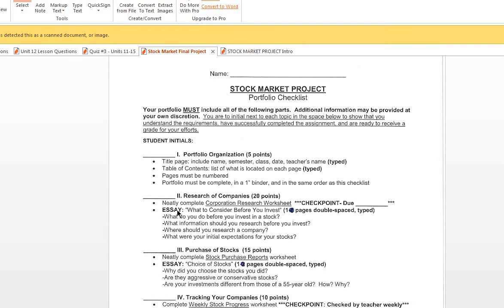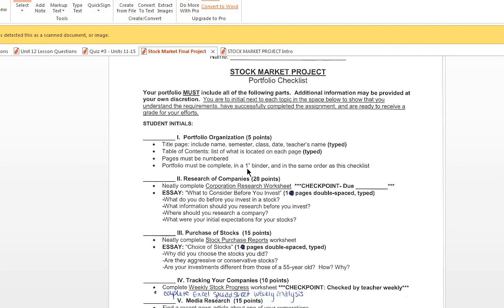Wanted to make note that there are essays required. This one is what to consider before you invest. I'm looking for a 1-page short answer kind of essay. Nothing crazy elaborate, but enough that you can answer all of these questions in there. And the more insightful you can be, the more points you'll get for that, especially since this is 20 points of the project.